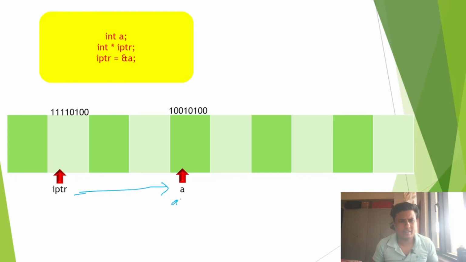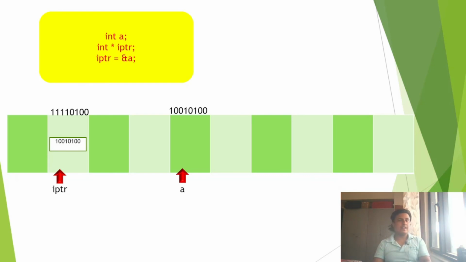This address will be stored because we declared this pointer variable with this symbol. Then we stored in IPTR the ampersand of A, and the ampersand is used to give the address. Remember these points. So this will actually store the address. You can see that it has stored the address of some variable, so IPTR is pointing to variable A.